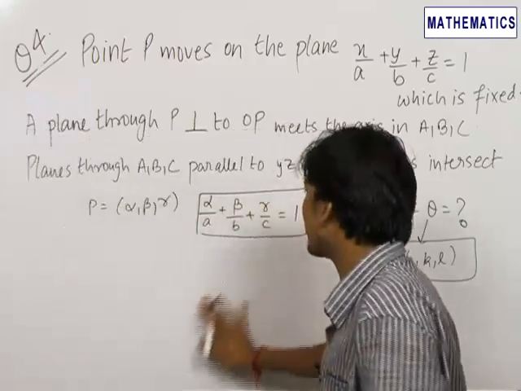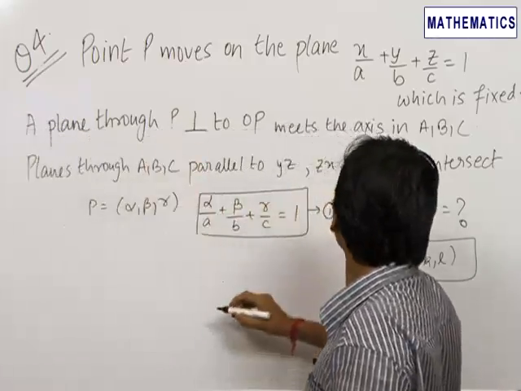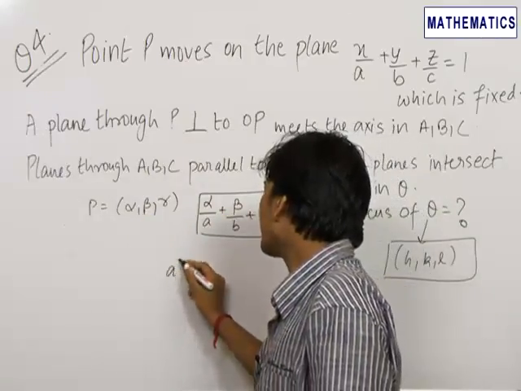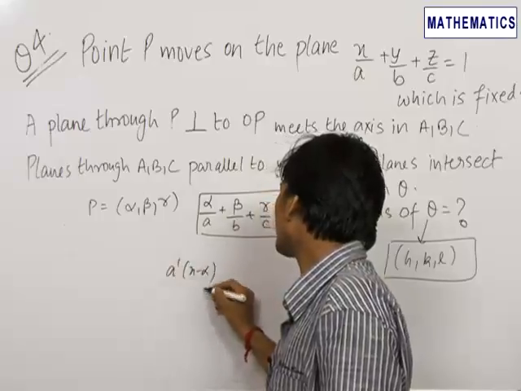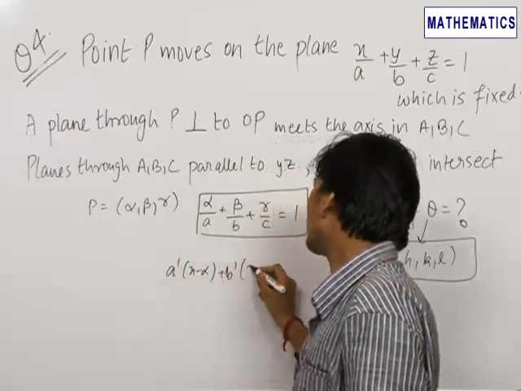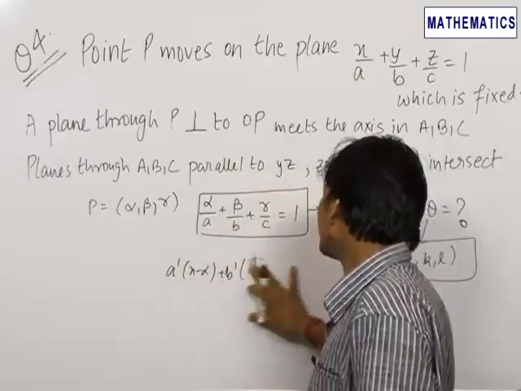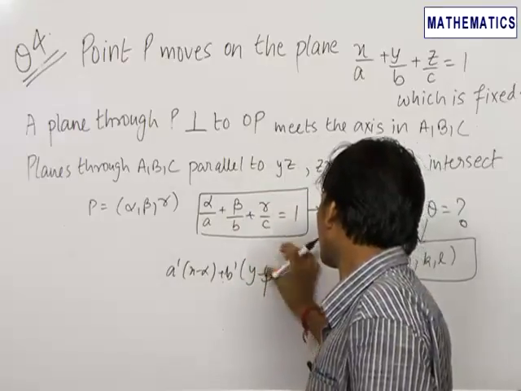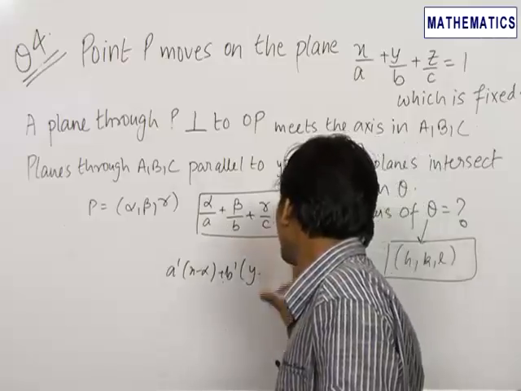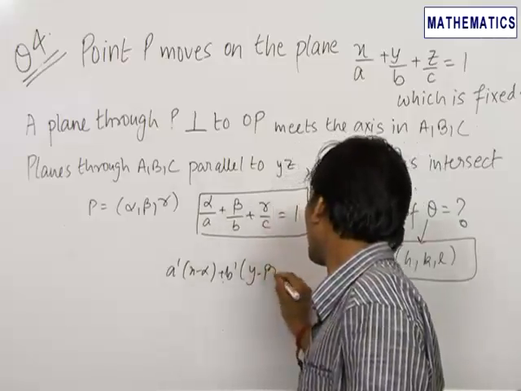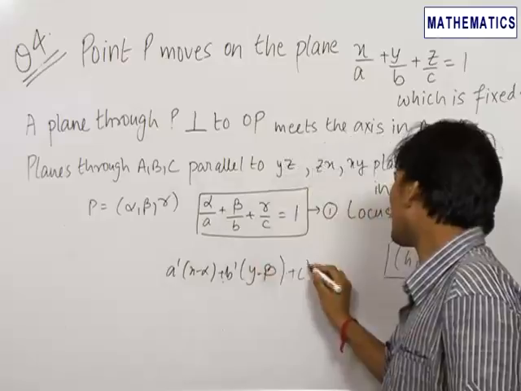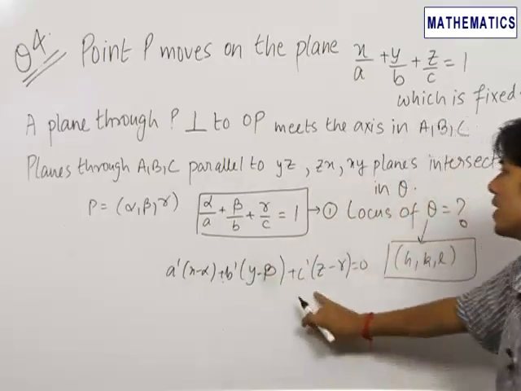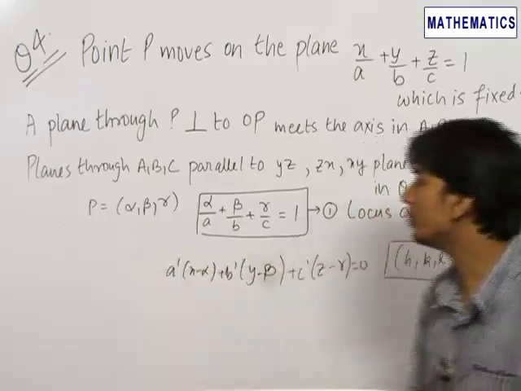Now since this plane passes through the point P, an equation of a plane passing through a particular point can be written as a dash into x minus alpha plus b dash into y minus beta plus c dash into z minus gamma is equal to 0. This is the equation of the plane which is passing through point P.